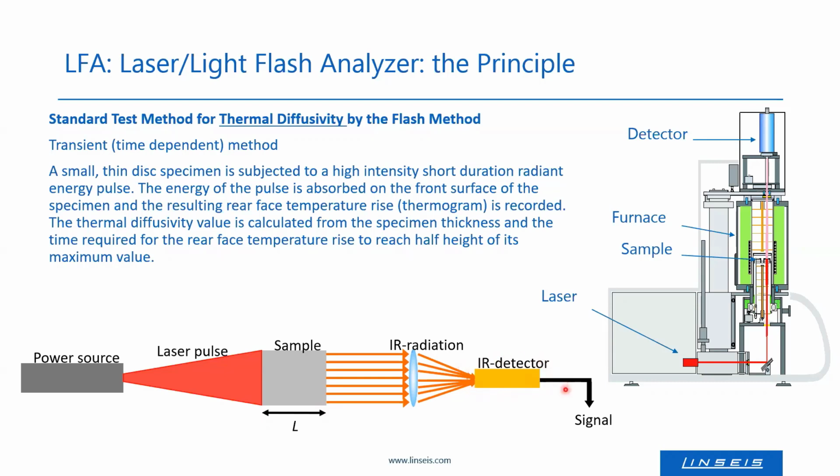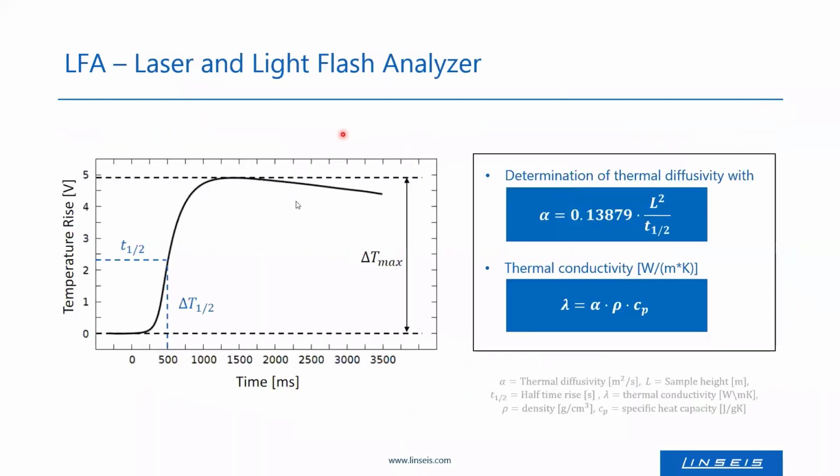And from the signal from this infrared detector, the thermal diffusivity may be calculated. The setup is shown in this example. You have the sample positioned in a furnace. A laser light is hitting the front face of the sample, and the rear face temperature is monitored by this detector.